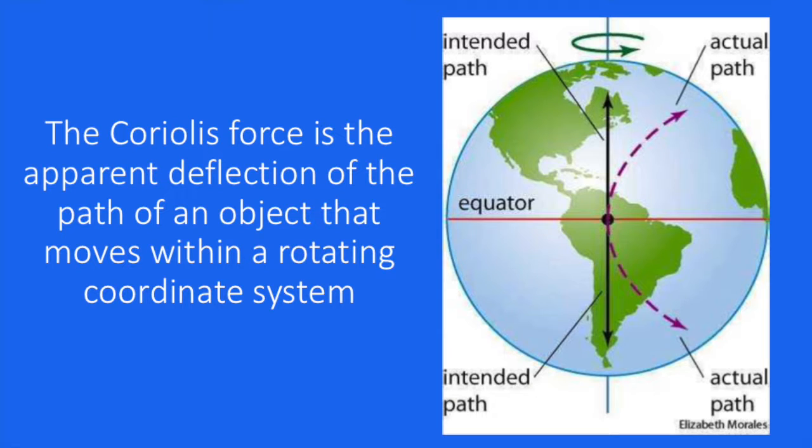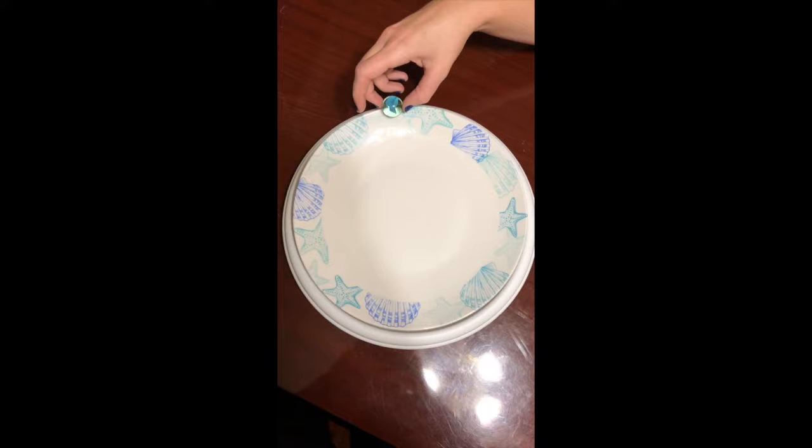The effect of the Coriolis Force is an apparent deflection of the path of an object that moves within a rotating coordinate system. The object does not actually deviate from its path, but it appears to do so because of the motion of the coordinate system. By coordinate system, we are referring to the Earth. In order to demonstrate how the Coriolis Force affects objects in motion on Earth, we have a few demonstrations.